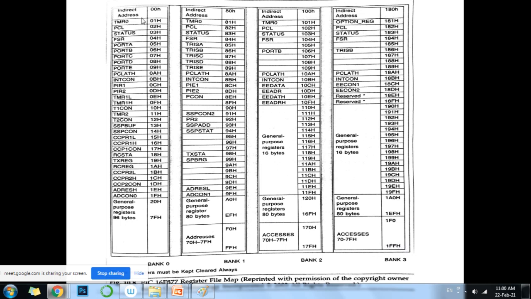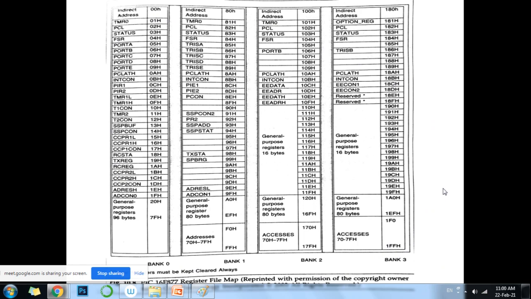The address range in the first bank is from 000 to 07F. After 07F it is 080 in bank 1. It ends at 0FF, and after 0FF the next address is 100. It goes up to 17F, and after 17F it goes to 180 up to 1FF. So that's how these addresses are provided to the various memory locations in this data memory.